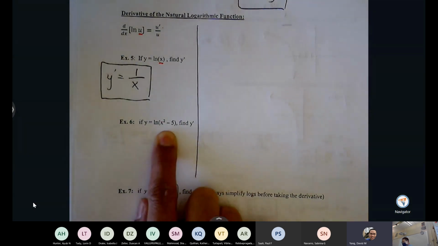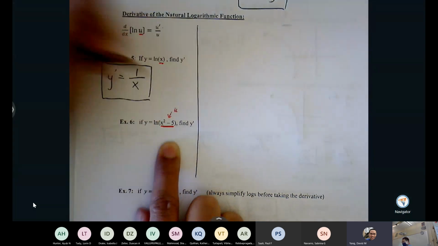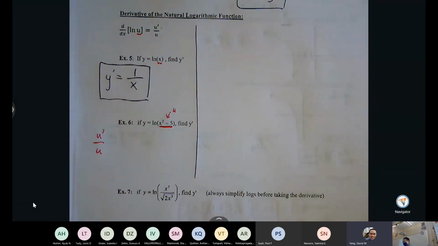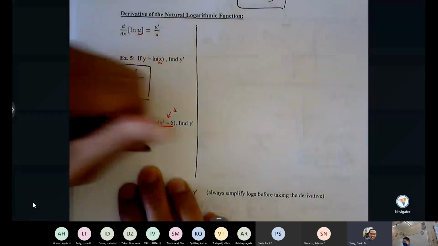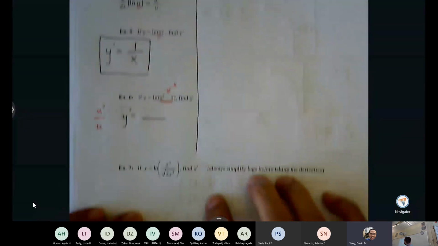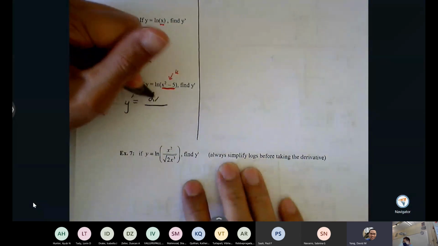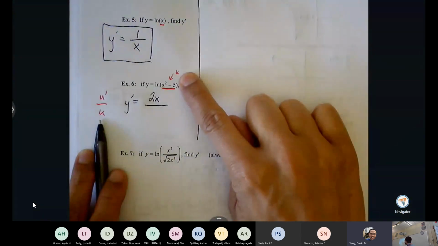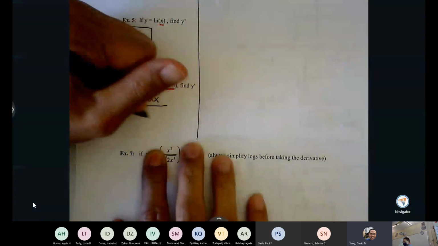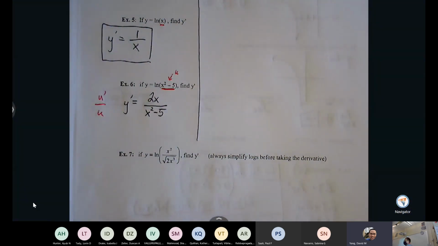Okay, if I have natural log of x squared minus 5, this is my u value. So I want u prime over u. Okay, so u prime is going to be the derivative of the x squared minus 5, which is what? 2x, right? The 5 goes away, goes to 0. Divided by the u value, x squared minus 5. Don't change it, right? Just copy exactly as you see it. Okay, questions there?